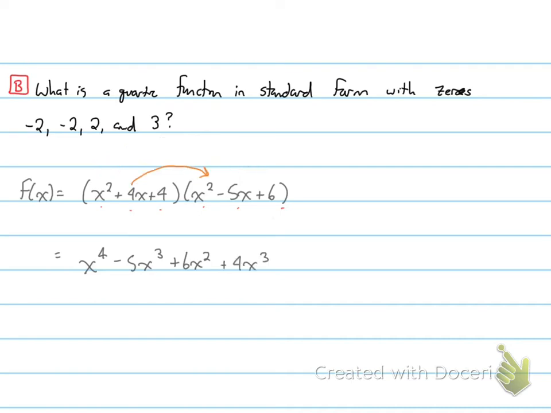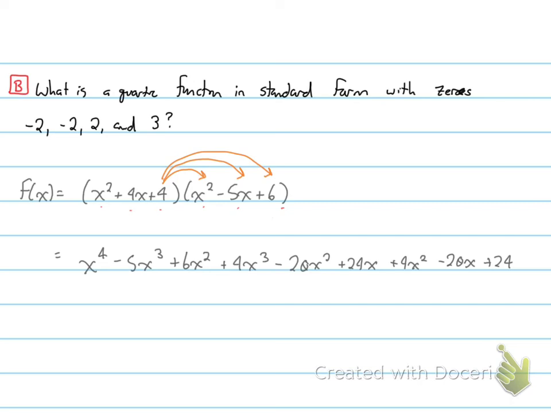Plus 4x cubed, minus 20x squared, plus 24x. Finally, to that last term there with the 4, plus 4x squared, minus 20x, plus 24. So here I have 9 terms. This is a very long equation.